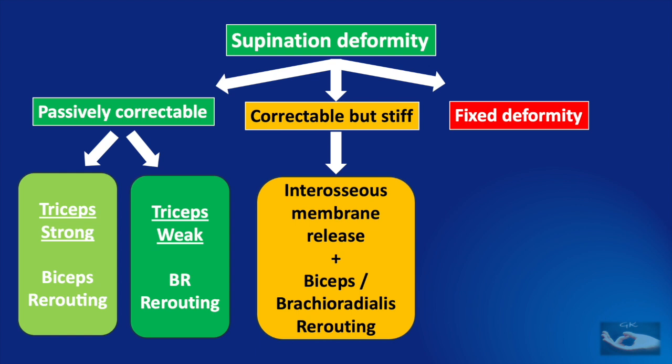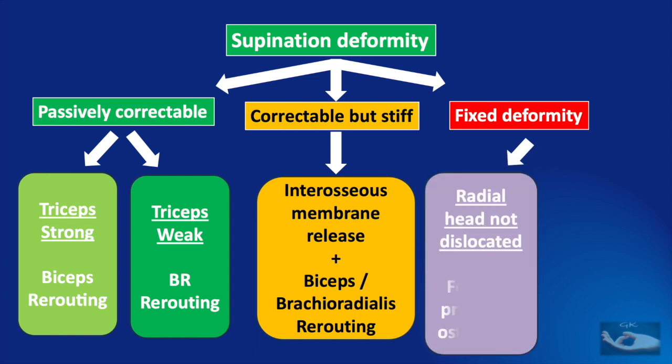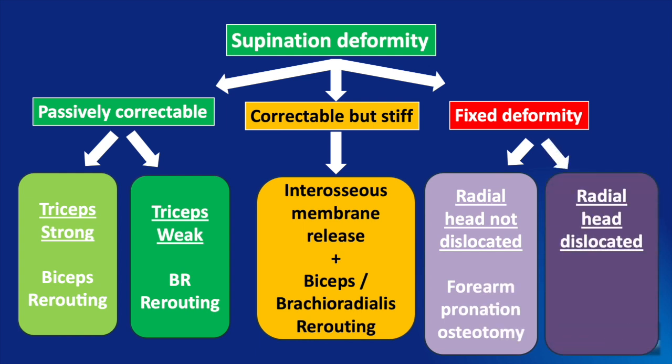But if the deformity is fixed, we need to see whether the radial head is dislocated. If it is not dislocated, we can do a forearm pronation osteotomy. If the radial head is dislocated, an osteotomy combined with biceps rerouting should be done.